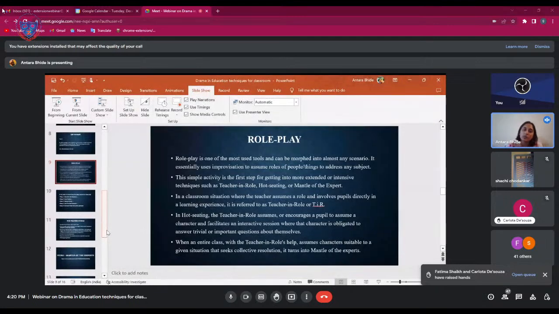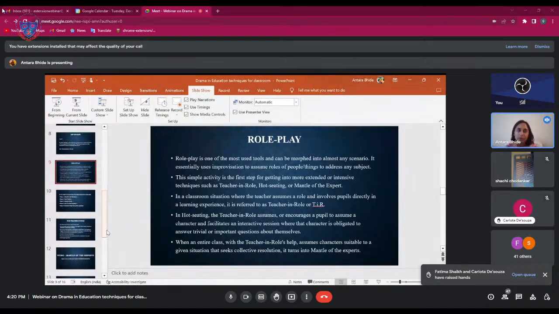Okay. In a particular classroom situation where the teacher is assuming a role, and the teacher is involving pupils directly in that particular experience with a certain topic in mind, that situation is called teacher in role. The teacher is involving the class while being in role. Not the teacher's role, someone else's role. But as a teacher. That is called teacher in role. It's a drama in education convention.